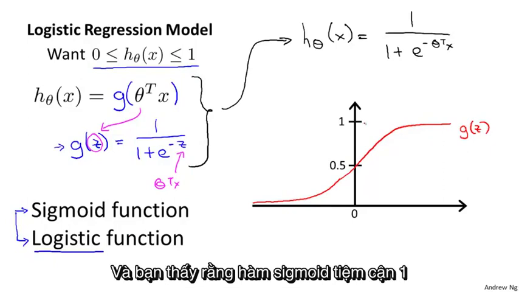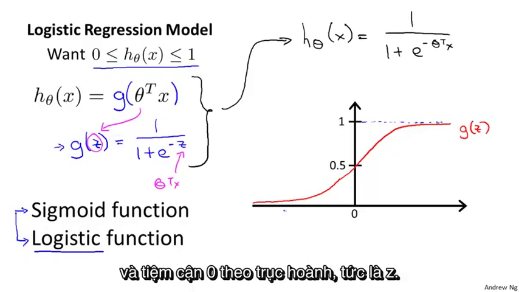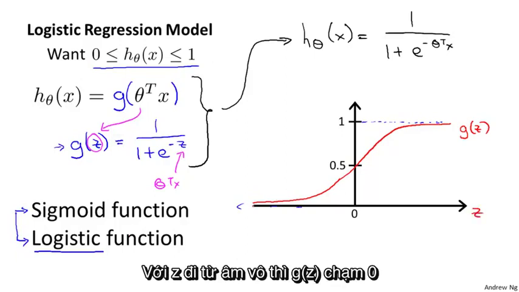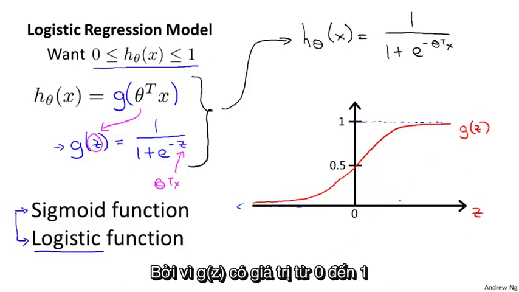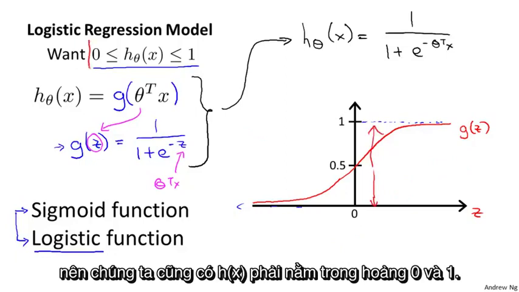And you notice that the sigmoid function asymptotes at 1, and it asymptotes at 0 as z goes to the extremes. I guess the horizontal axis is z. As z goes to minus infinity, g of z approaches 0. And as z goes to infinity, g of z approaches 1. And so because g of z outputs values that are between 0 and 1, we also have that h of x must be between 0 and 1.